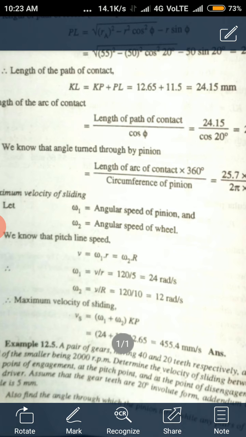Now look at how to determine omega 1 and omega 2. You see here the equation: omega 1 equals V by r, the velocity divided by small r for the pinion, and capital R for the gear. Now to determine the length of path of contact, we will calculate the length of path of approach and the length of path of recess.